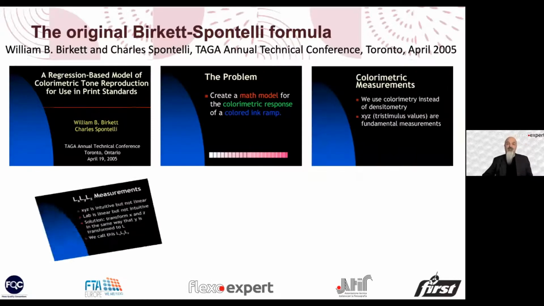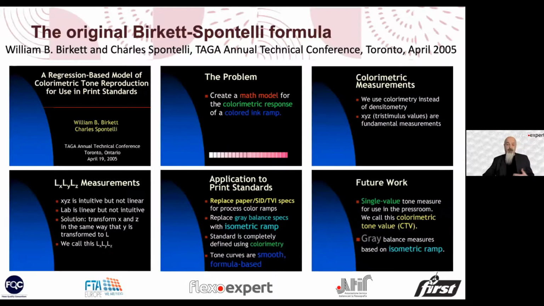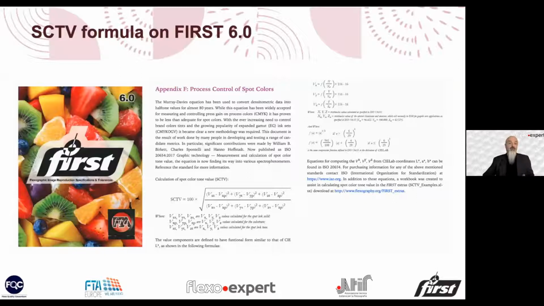during a TAGA technical conference by William Birkett and Charles Spontelli. They presented this new method to measure colored ink ramps using colorimetry instead of densitometry to provide colorimetric tone value measurements. And again, first 6.0 arrived some years later, and here we find the formula again. It actually gained two positions, moving from appendix H to F, but I bet it will deserve more attention in the next version 7 of FIRST.